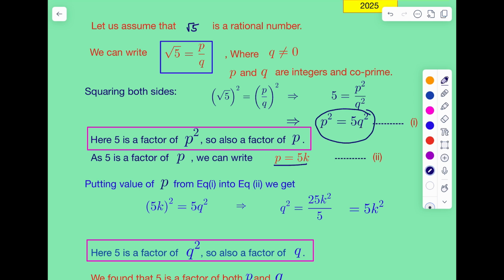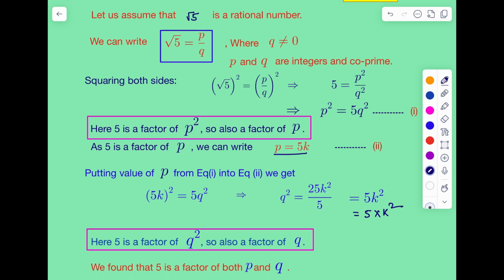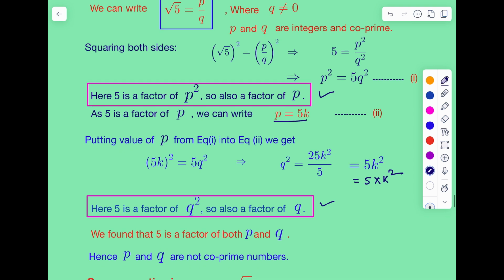Now putting this value in this equation 1, we will get 5k whole square is equal to 5q square, or q square is equal to 5 into k square. That means 5 is a factor of q square, so also a factor of q. That means what we got, first we got 5 is a factor of p, and second we also got 5 is a factor of q.